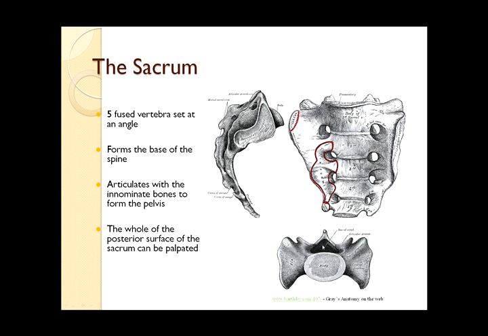The sacrum can be palpated. The central portion of the sacrum, where the original spinous processes would have been, again, these are fused into a central ridge. This section here can be palpated at the base of the spine, coming down between the crease between the buttocks.